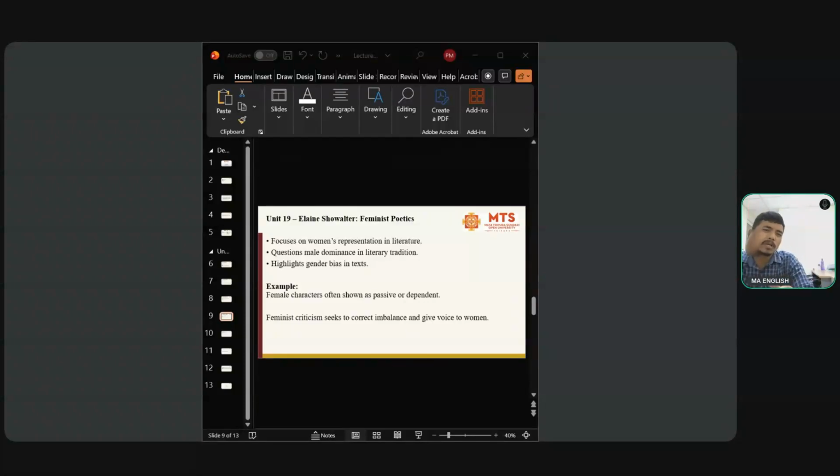So the goal of feminist criticism is not simply to criticize; it is to recover, to restore, so as to give voice to representatives that have been marginalized or overlooked. So this is all about Elaine Showalter's feminist politics. Now we shall move on to Elaine Showalter's gynocriticism.